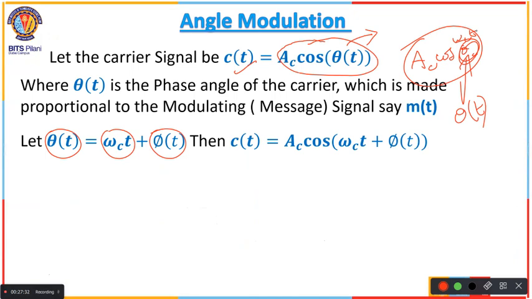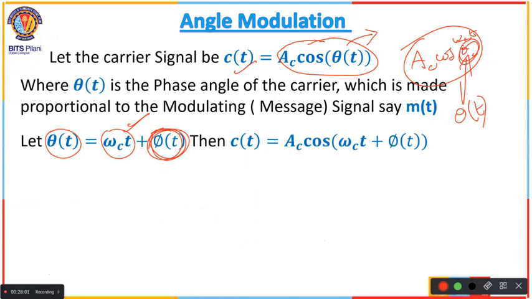That is why I am writing this theta of t as omega ct plus phi of t. That means the constant frequency of the carrier will remain as it is. If at all I vary any frequency, I will be doing it with respect to omega ct. That is why I am keeping this as a constant, plus phi of t.